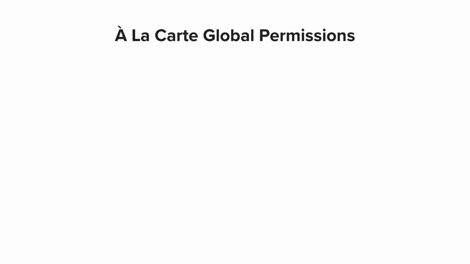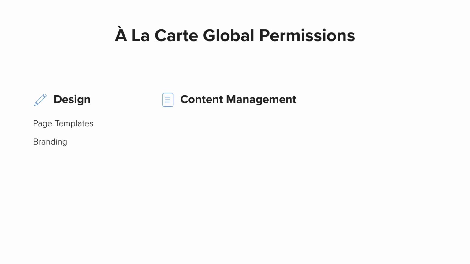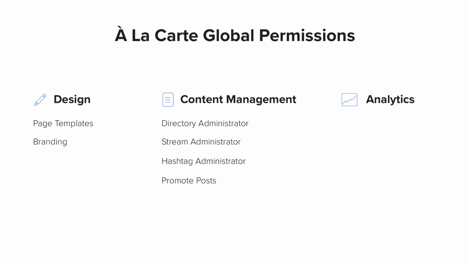In addition, we have global permissions that can be granted a la carte to any user, including design permissions for page templates and branding, content management permissions for directory administrators, meaning they can configure and manage directories and profiles, stream administrators and hashtag administrators, who can manage posts and hashtags, and promote posts, so that you can delegate the ability to promote posts to certain users. And the third category of a la carte permissions is analytics, which allows you to grant access to post analytics, content optimization, and search optimization.